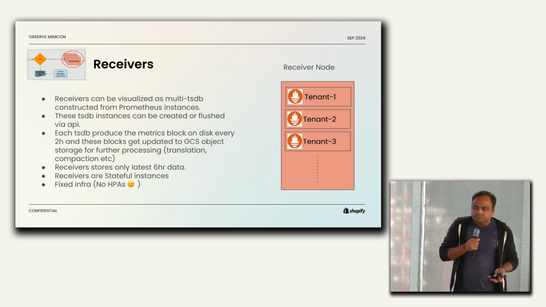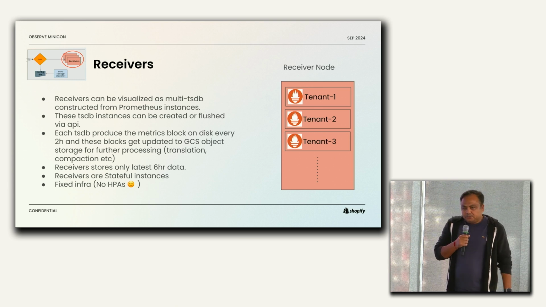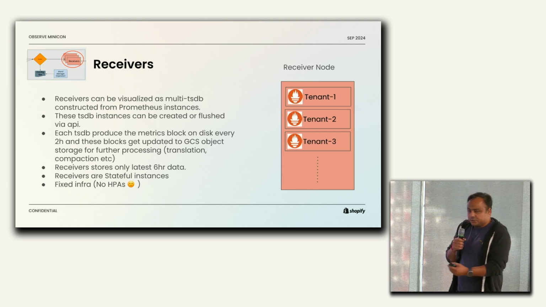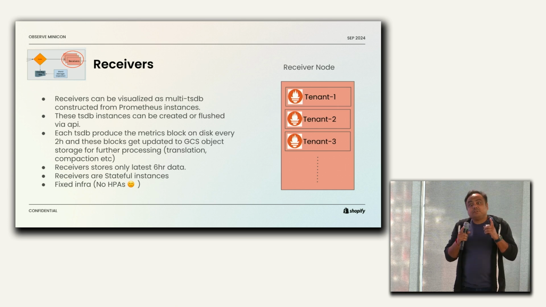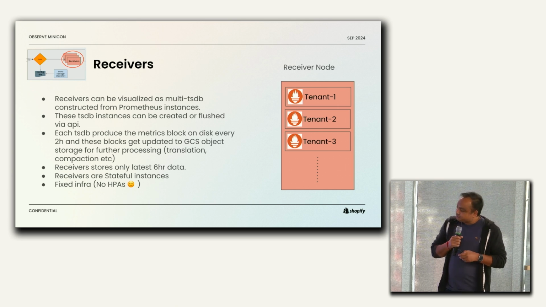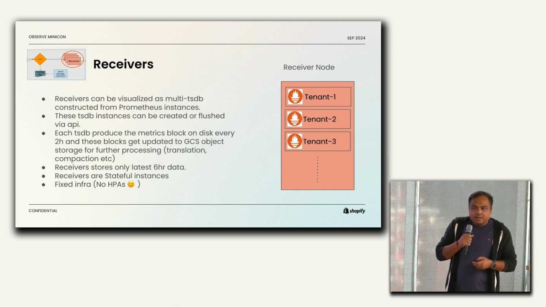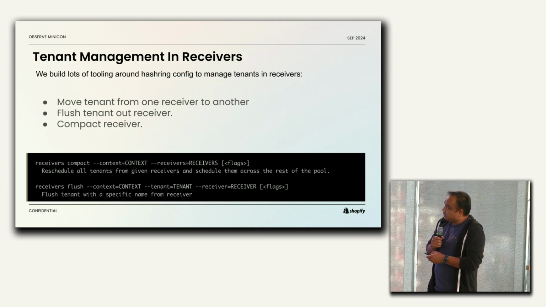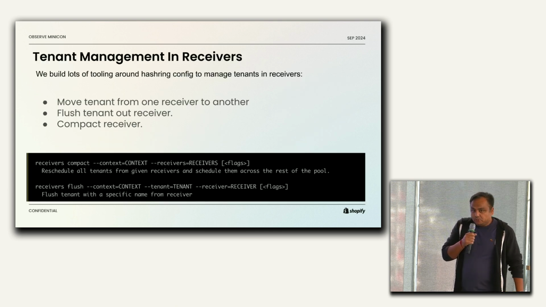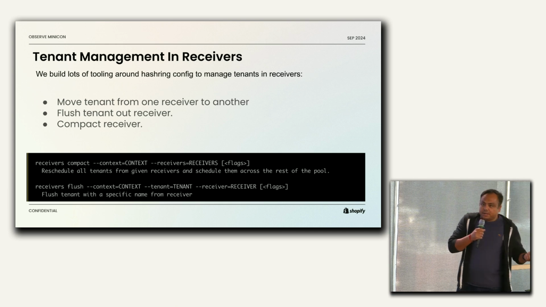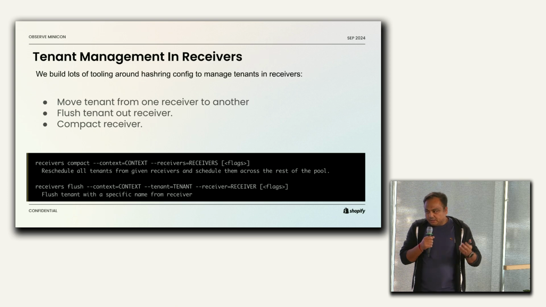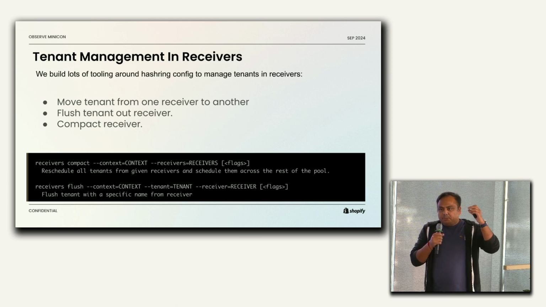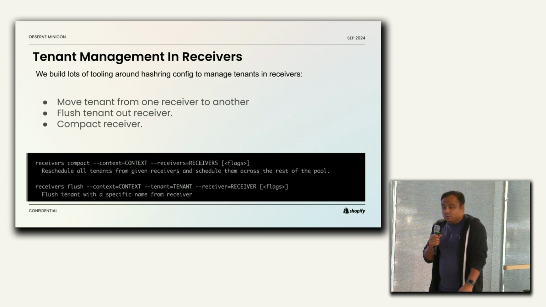In each region, we have 200 plus receivers running, and that's it. We cannot manage them by HPA because of their stateful nature. So to manage tenants on those receivers, we built lots of tooling around it. We have a tool where you can move a tenant from one receiver to another receiver. When I say moving a tenant, technically we are updating the hash ring config and updating the IP address into the endpoint list.